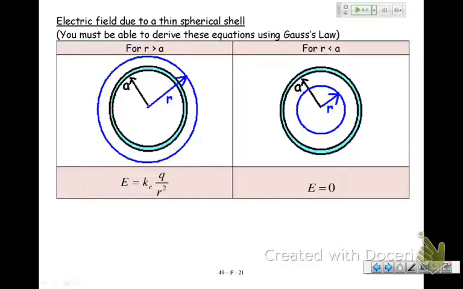Look at this. Isn't this just like a point source of charge? It's just the charge inside over r squared. This is like the point source of charge. This is no big deal. If you can do the point source of charge, you can do this.